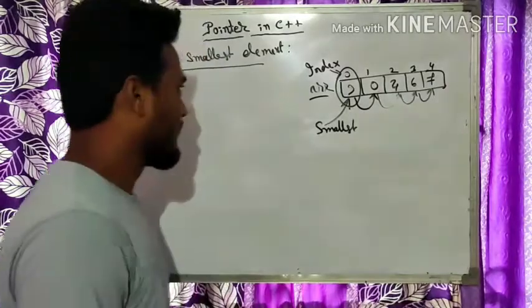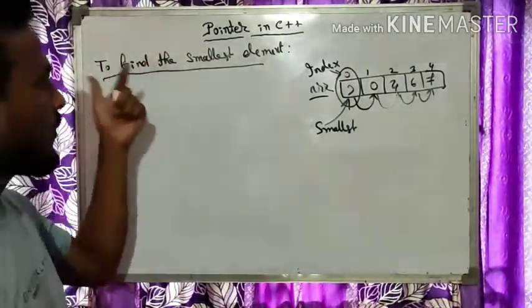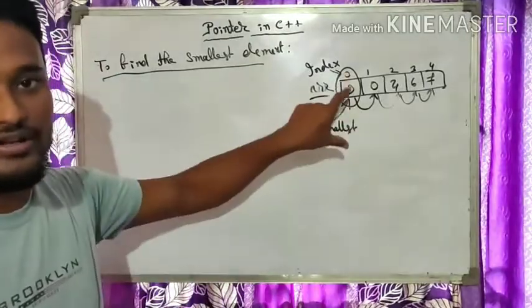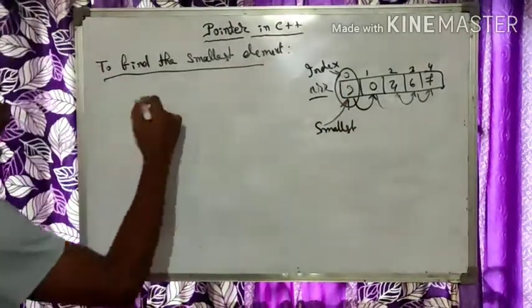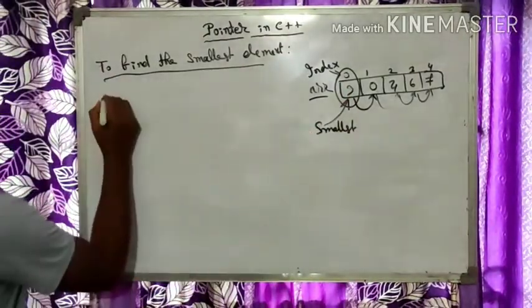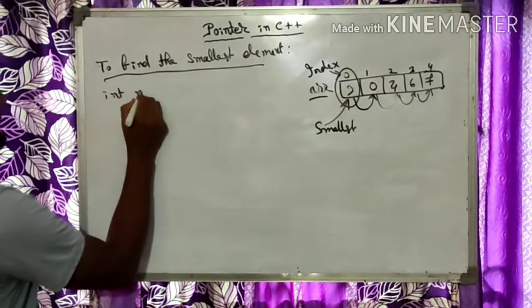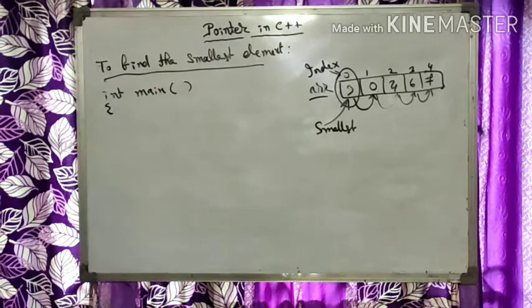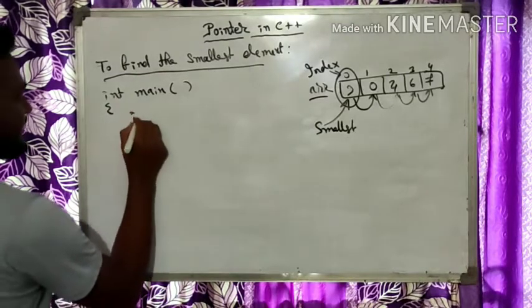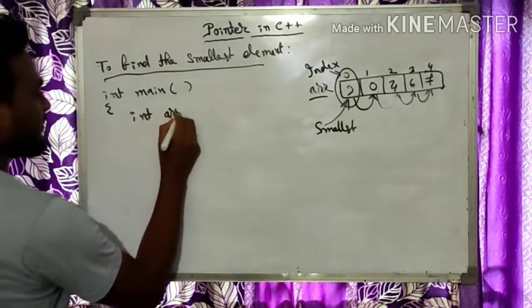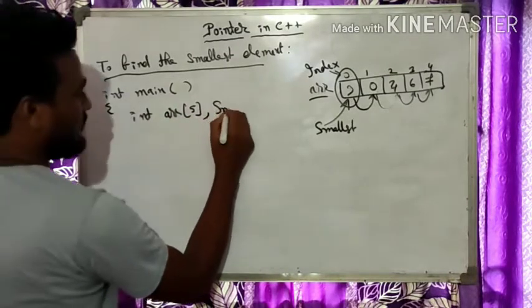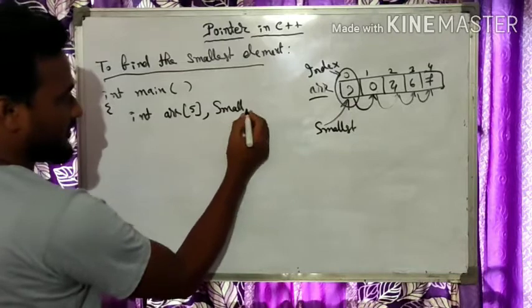In the pointer chapter I want to explain how we can increment the memory address. That is why I have taken this example. So to find the smallest element, let's write the code. Let's declare the array, suppose of size 5. The smallest element we have to write here.